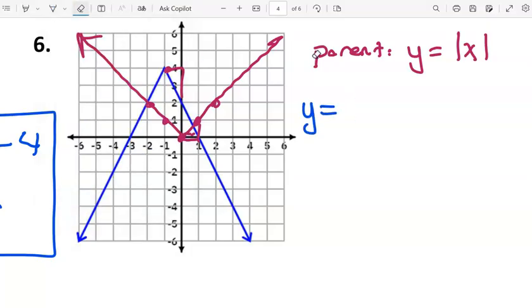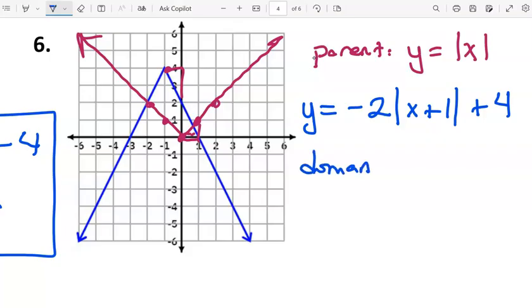So that means that the outside of the function must have been multiplied by -2 in order to produce both a reflection and a stretch. And then the inside of the absolute value should be replaced with x plus 1 in order to move the graph left 1, and then plus 4 on the outside to move the graph up 4.